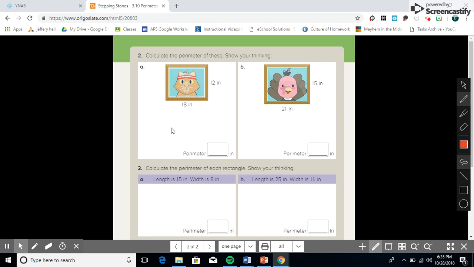It says calculate the perimeter of these, show your thinking. Since we already used the times 2, I'm going to use the addition. 18 plus 18 plus 12 plus 12. So 18 plus 18 is 36. Plus 12 would be 48. Plus 12 would be 60. So our perimeter of this one is 60 inches.